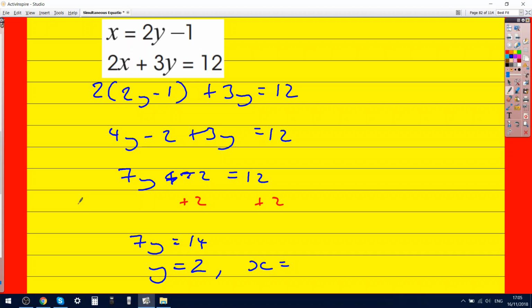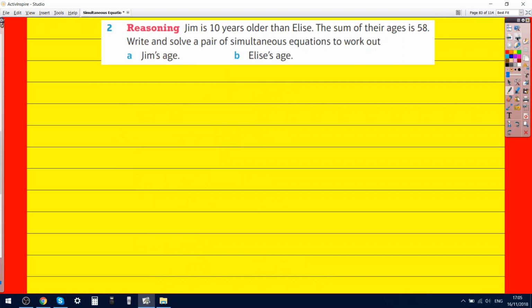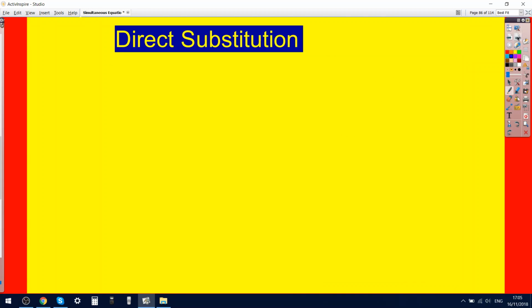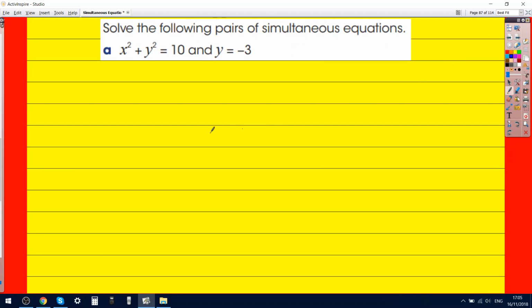Is that everything? x would equal 3. Yes, that's it. Okay, well done. So that's by substitution. I think you're good. Okay, how would you do this?